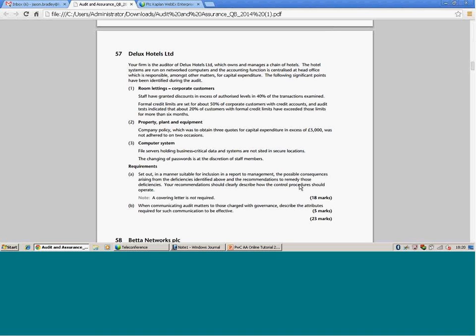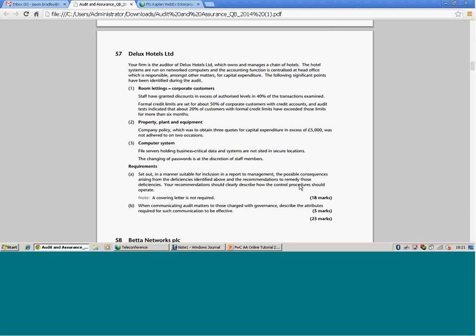Room lettings for corporate customers. Staff of the hotel granted discounts in excess of authorized levels in 40% of transactions examined. What that's saying is, as auditors, we chose our sample, and 40% of the time they're giving discounts in excess of the authorized company policy. Think about why that's a problem in a minute.